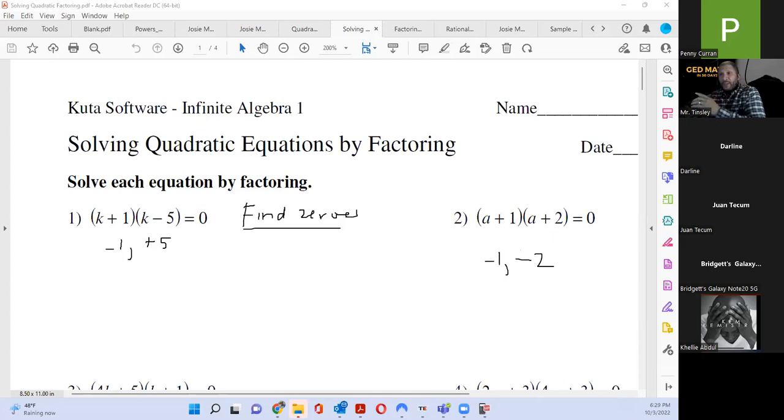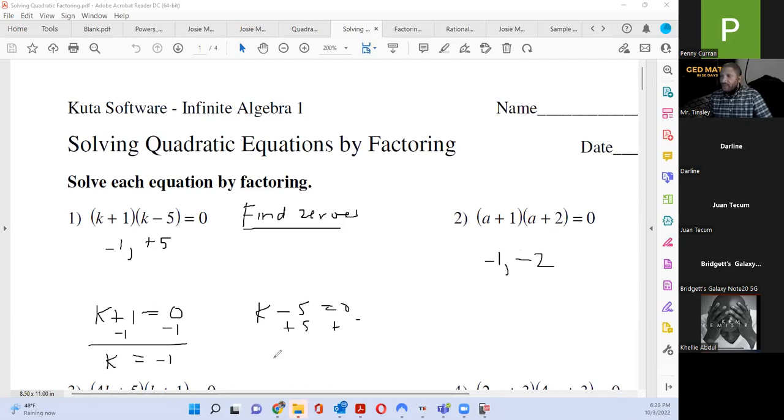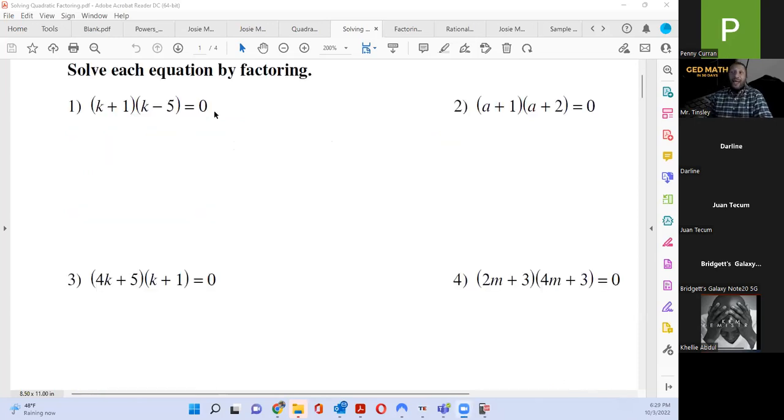Easy. So now listen, in a textbook or in classes, you can set it up like that: k plus 1 equals 0, k minus 5 equals 0. But watch what happens. Subtract 1 from both sides: k equals negative 1. Add 5 to both sides: k equals 5. What you realize is finding zeros is just the opposite. If you don't have a coefficient for your variable, it's just the opposite. So minus 1 and plus 5, and for number 2, minus 1 and minus 2. Everybody understand that?